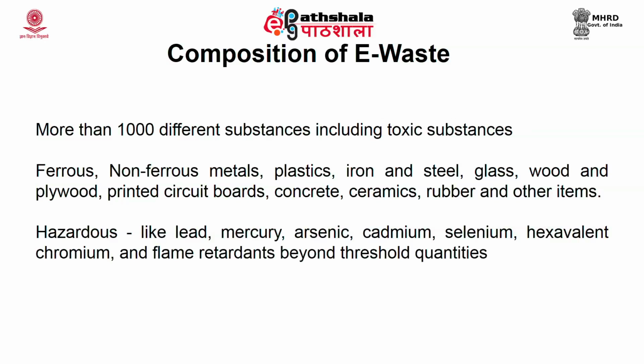If we look at the constituents of electronic waste, it may contain more than 1,000 different substances, and some of these substances are toxic. So the electronic waste contains hazardous, non-hazardous, toxic and non-toxic substances: various metals, precious metals, ferrous and non-ferrous metals, plastics, iron, wood, steel, glass, plywood, printed circuit boards, concrete, ceramics, rubber, and other valuable metals. So e-waste is composed of many different substances, and some of them are hazardous and toxic.